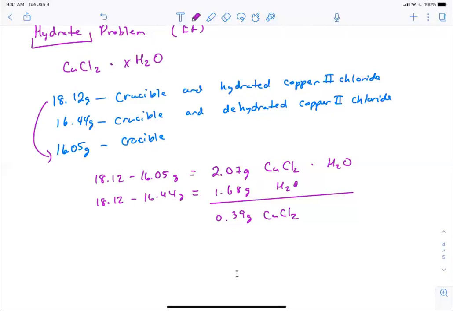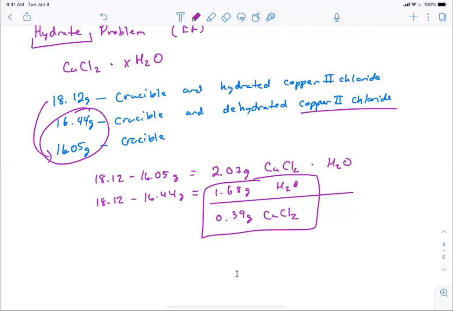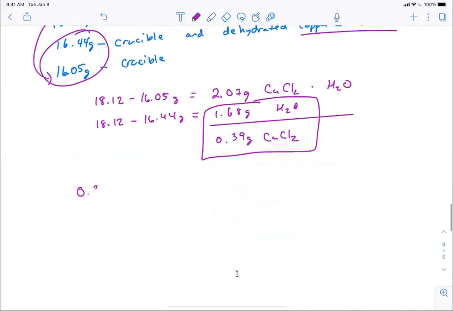If you want to find the copper chloride itself, you could just take these two values. And luckily, you get the same answer, or that would have been really weird. So you know that you have 1.68 grams of water and 0.39 grams of copper(II) chloride. Your job is just trying to find that X, because that X will always be greater than one. It's always one mole of copper(II) chloride to X number of moles of water. So 0.39 grams of copper(II) chloride and 1.68 grams of water.